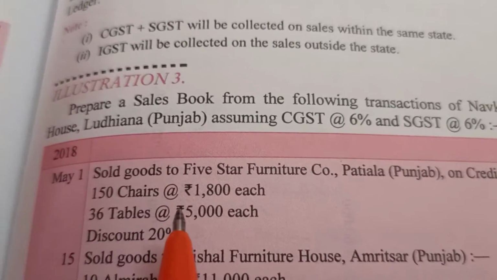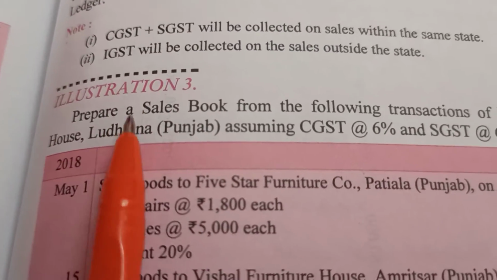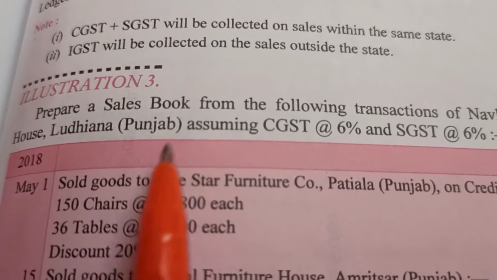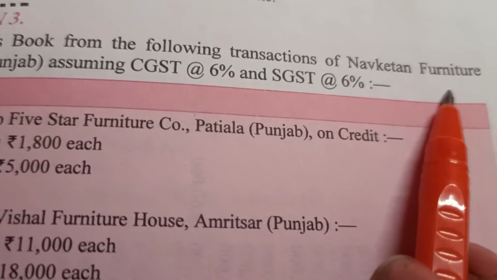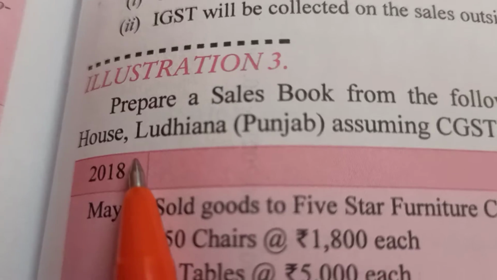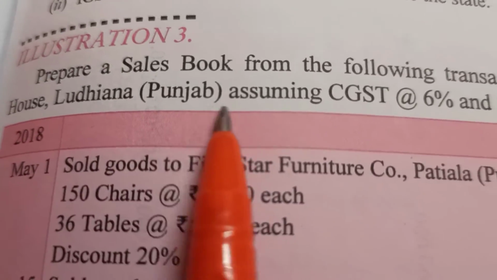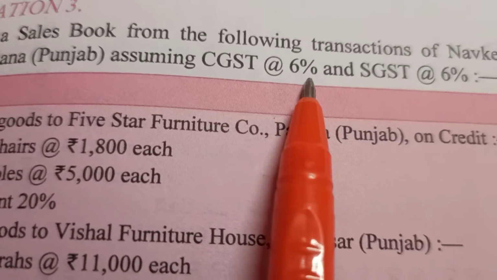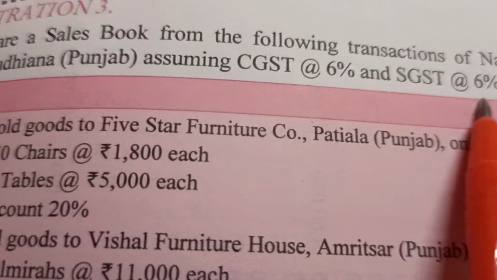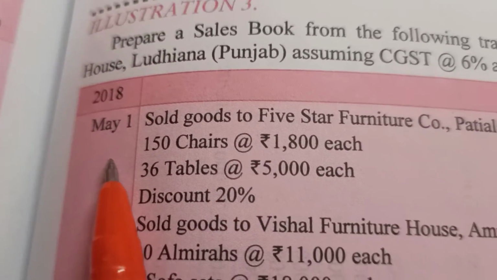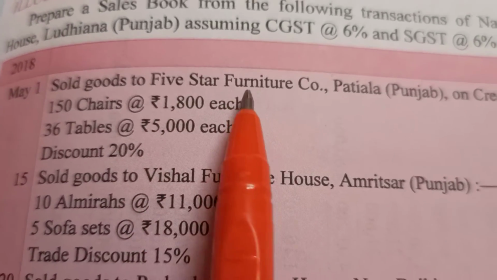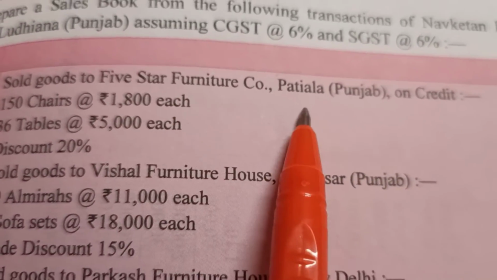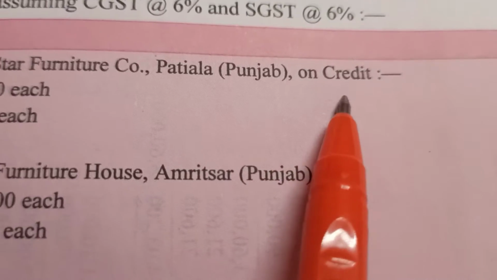Illustration 3 here. First transaction, let us take. In the textbook, prepare a sales book from the following transactions of Navketan Furniture House, Ludhiana, Punjab, assuming CGST at 6% and SGST at 6%. The first detail that is given is sold goods to 5-star furniture company, Patiala, Punjab on credit.